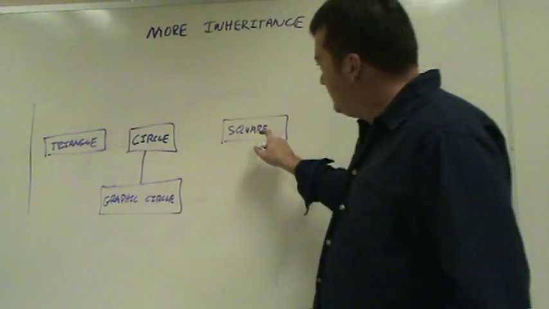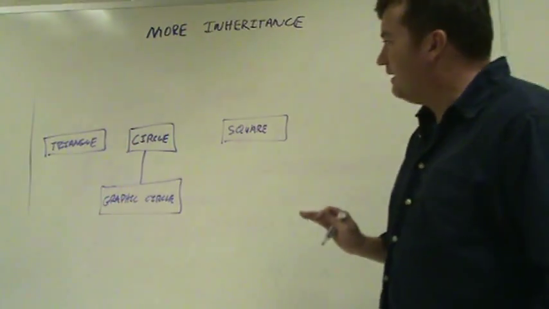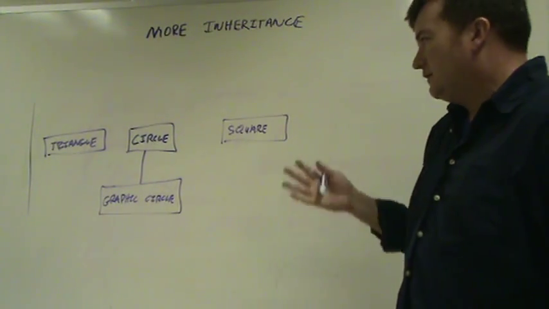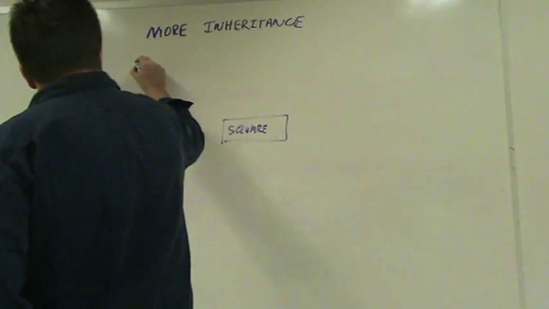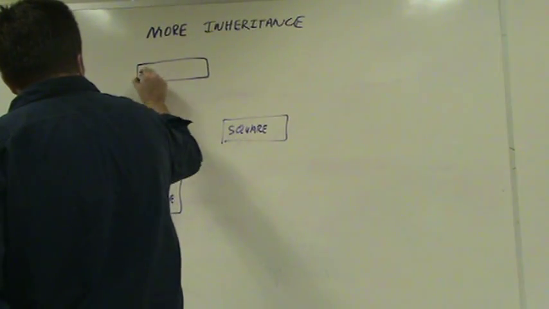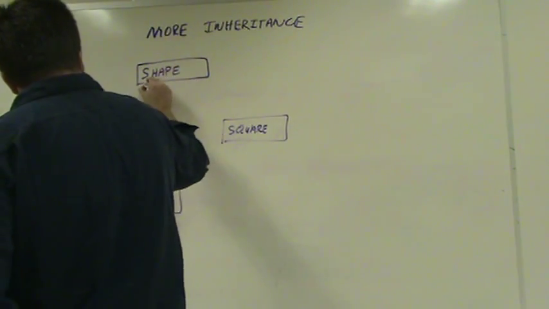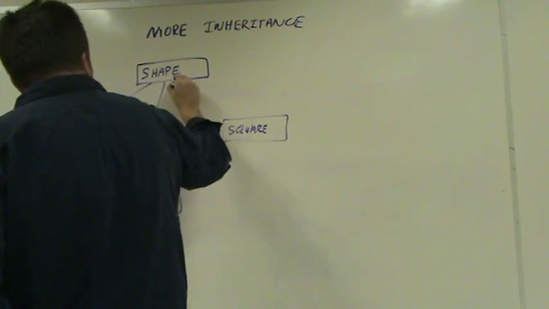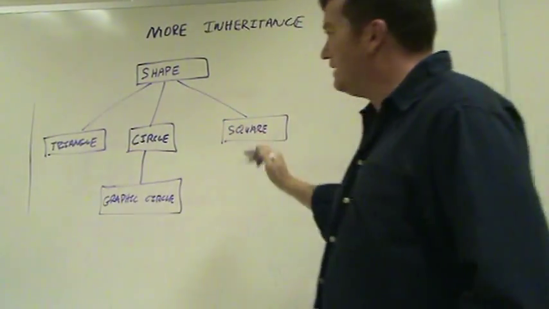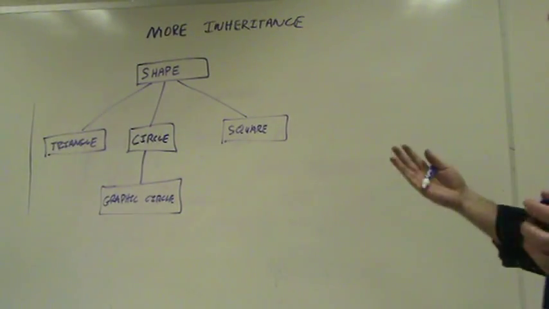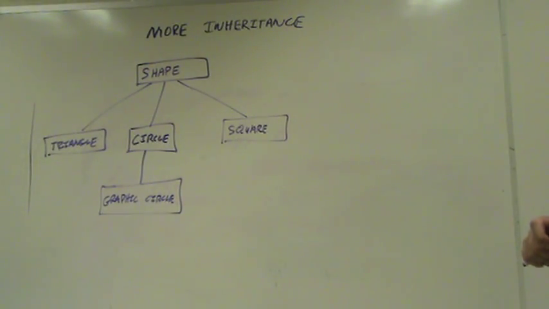Suppose we decided that these shapes all have something in common. They're shapes. So suppose we decided to have a class called shape, and make all of these three classes extend from shape. So what would shapes have in common? Like, what would all shapes have in common? They might have a function like, well, is there anything you can think of?